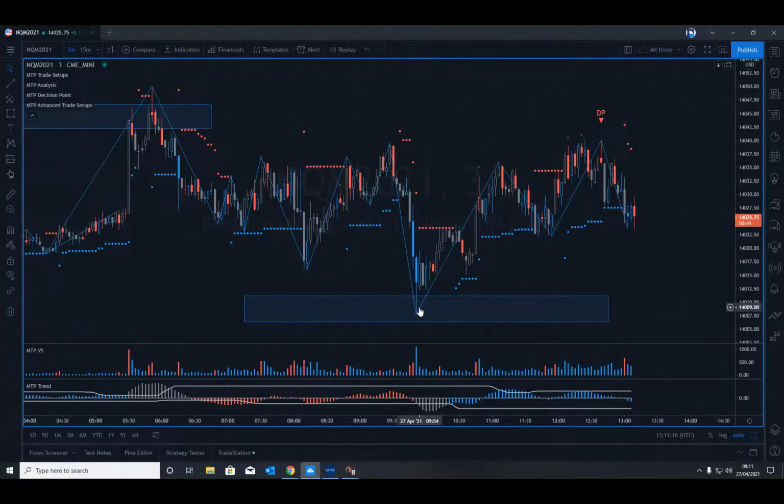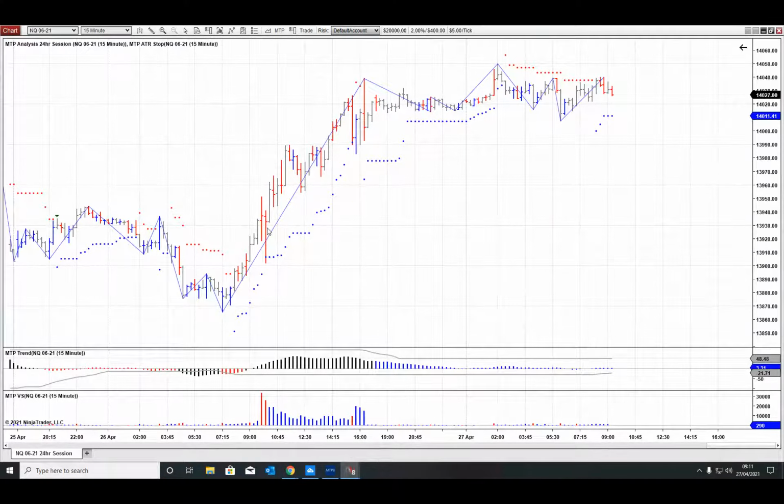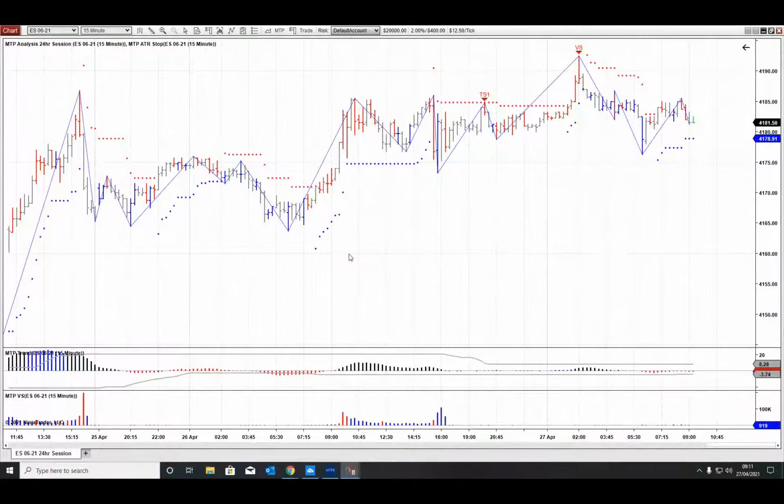Does that make sense? I hope it does, because I'm just going to skip over to NinjaTrader here. I'm going to pull up the same chart, this time in NinjaTrader. I'm now going to go to the ES. So the ES, here's exactly the same 15-minute chart.